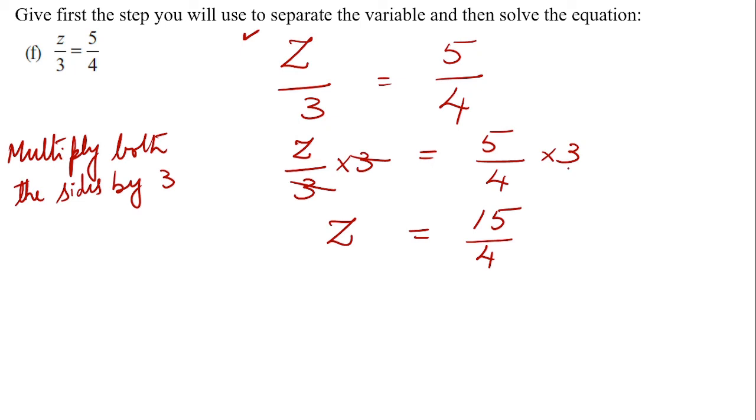Z is equal to 5 3s are 15 divided by 4. Remember, into 3 means if nothing is there, it is 3 by 1, right? So 5 3s are 15, 4 1s are 4. So z is equal to 15 by 4.